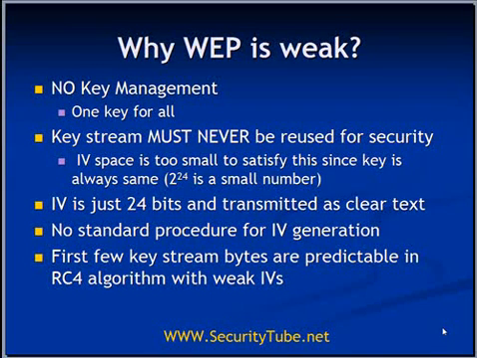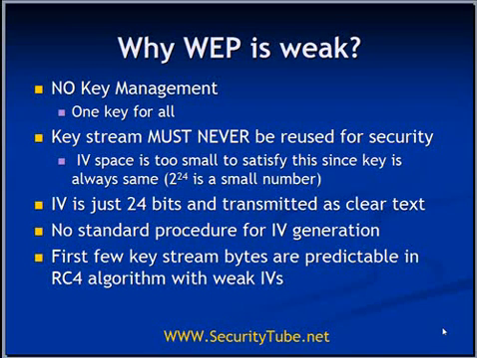Second problem is the key stream must never be reused for security. For ideal security, the security lies in the key stream. If we generate a different key stream for every packet, it is a very good way to be secure, but it is not possible because the IV space is very small. The IV is just 2^24, which is a very small number. Believe me, if say 5 to 10 clients are associated with the AP and they are doing some data transfer, some HTTP transfer, some file transfer over the wireless, within a few hours this IV space will wrap around.